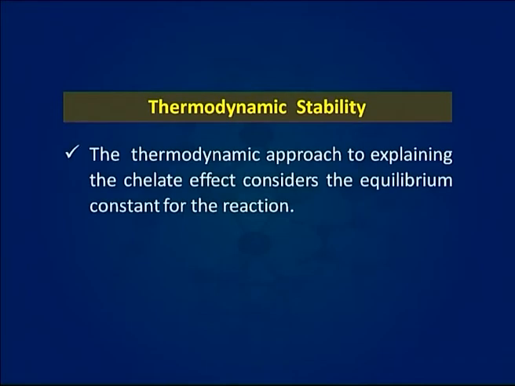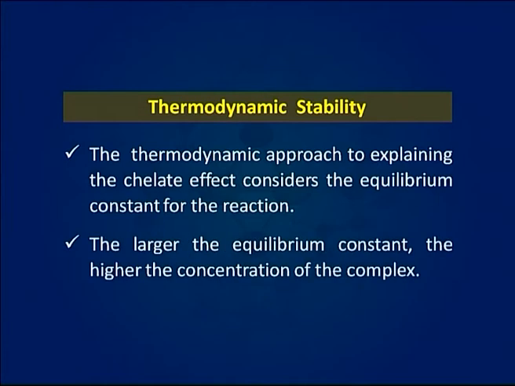Now, the question arises, what accounts for the special stability of chelates? Actually, their stability stems from the additional entropy obtained when they are formed. This leads to a large negative delta G, that is free energy, which is equivalent to a large equilibrium constant for the formation of the chelate. The thermodynamic approach to explaining the chelate effect considers the equilibrium constant for the reaction. The larger the equilibrium constant, the higher the concentration of the complex.